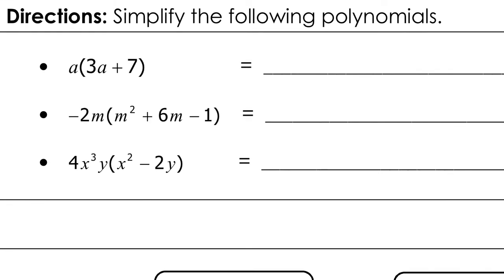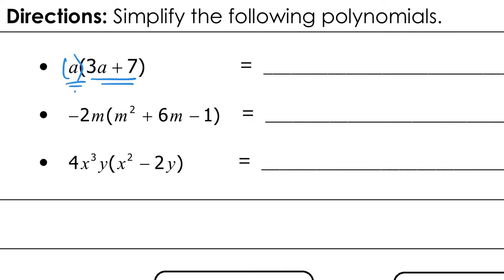polynomials. So here, I have a times 3a plus 7. And yesterday I talked about building the box for multiplication. So you could do this one of two ways. You could see that this is just one term and distribute it evenly into the set of parentheses, which is probably what I would do simply because it's just one term.